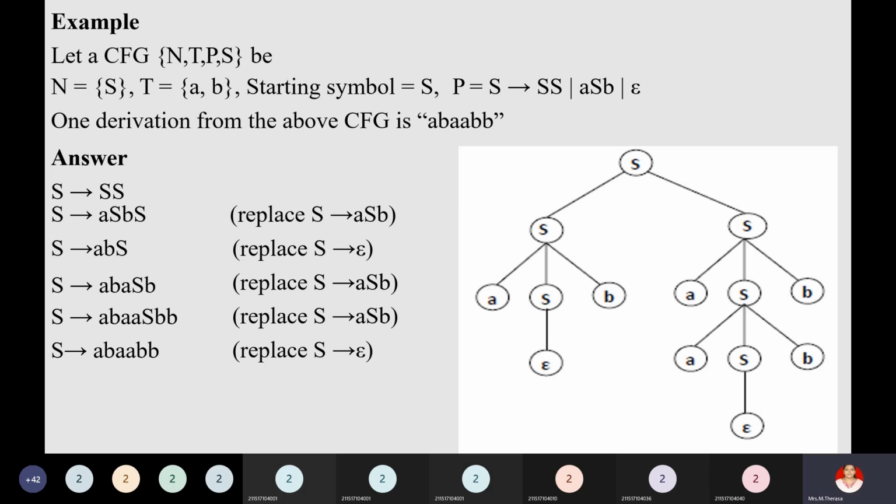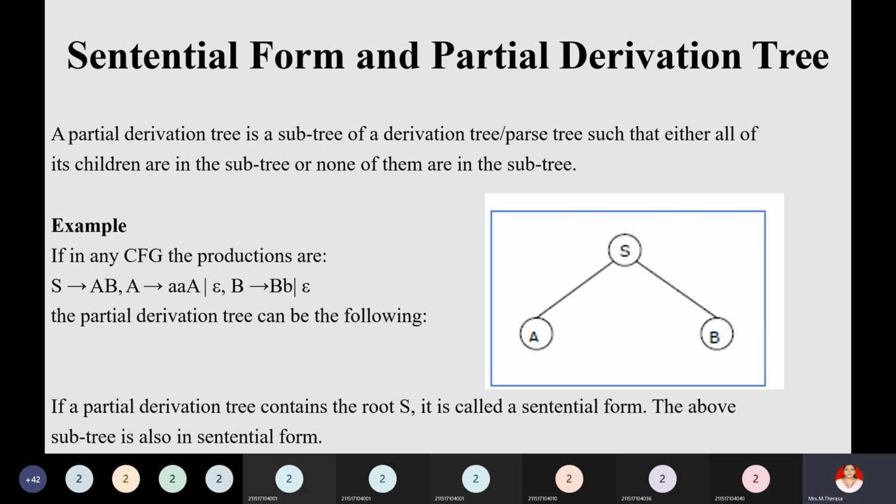We'll see the next thing. Next is sentential form and partial derivation tree. A partial derivation tree is a subtree of the derivation tree or parse tree, such that either all of its children are in the subtree or none of them are. If the productions of a CFG are S tends to AB, A tends to AAA or epsilon, B tends to BB or epsilon, the partial derivation tree can be the following. We start with S, and this S can be replaced with AB. AB is the only option you have for S.